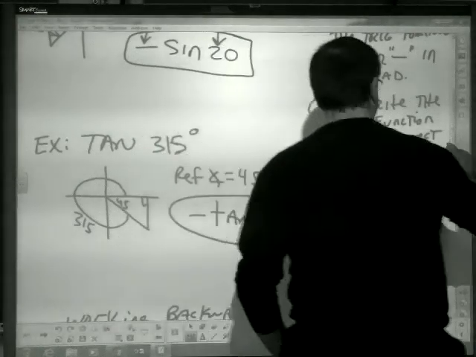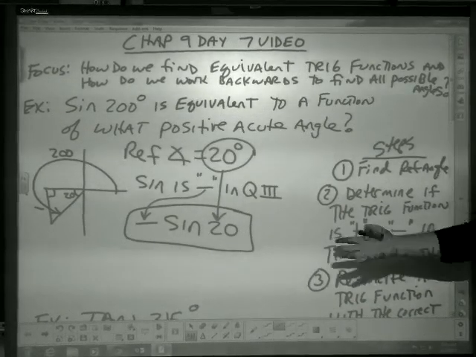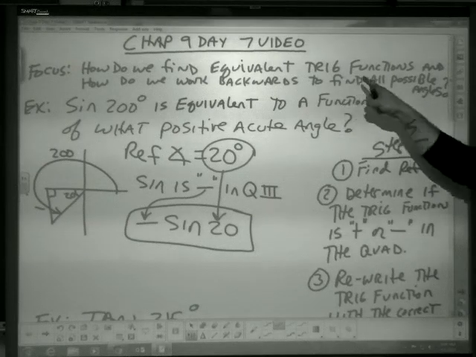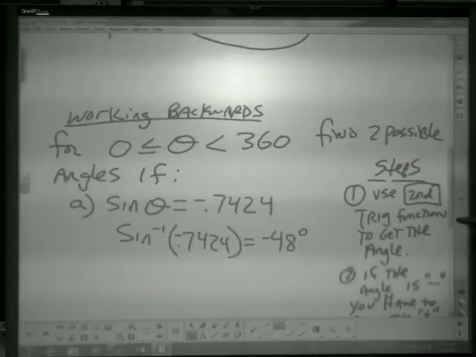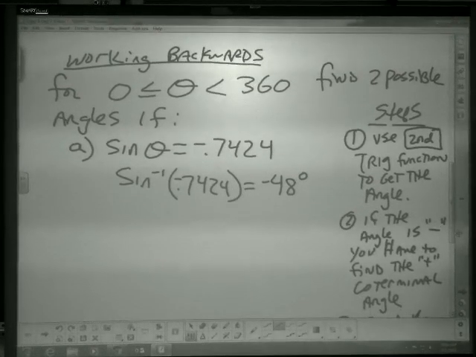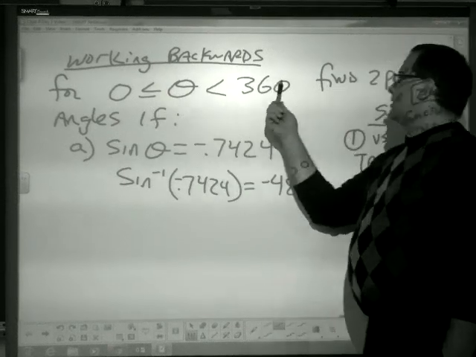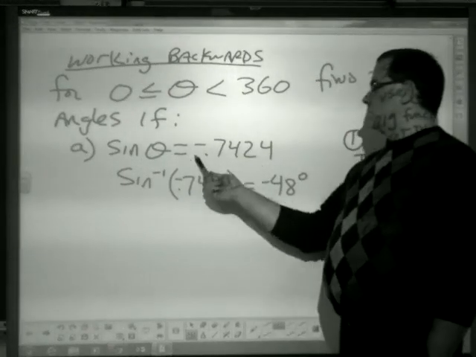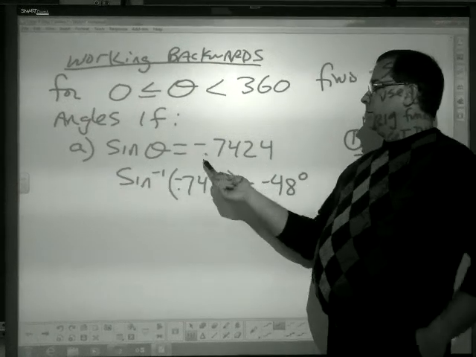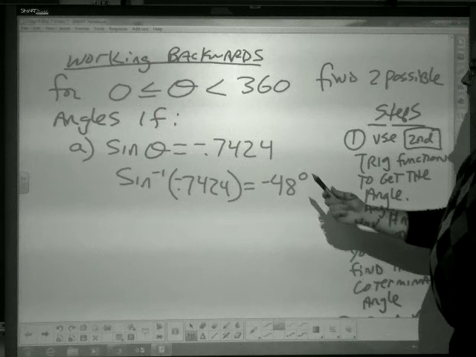Okay, so first thing today was how do we find equivalent trig functions? Just did that. How do we work backwards to find all possible angles? So let's take a look at that. Sometimes they say for theta, somewhere between 0 and 360, find two possible angles if the sine has a certain value. All right. You might say, well, there's only one. There's actually two that could be this answer.